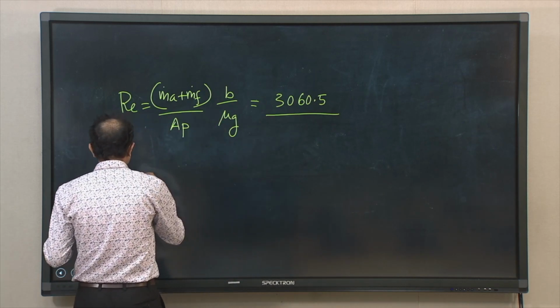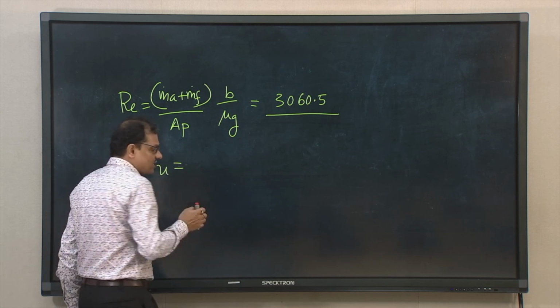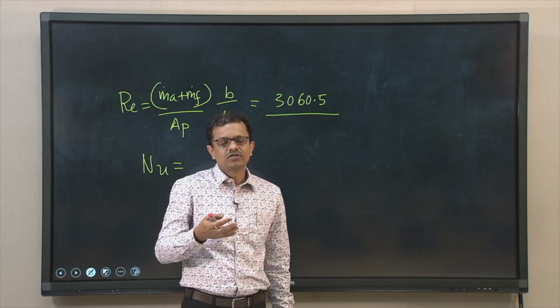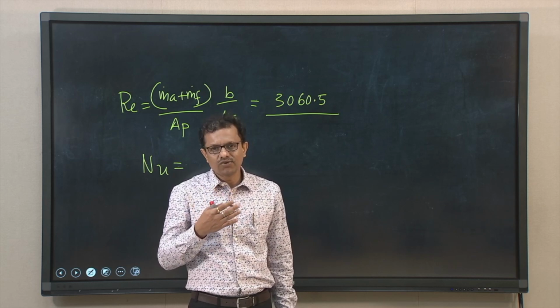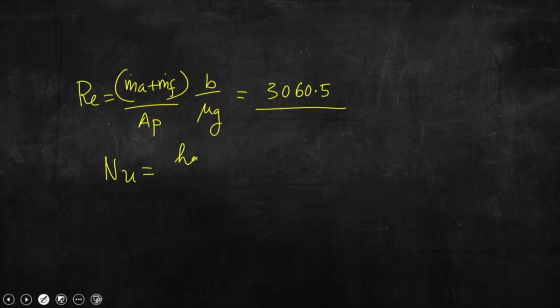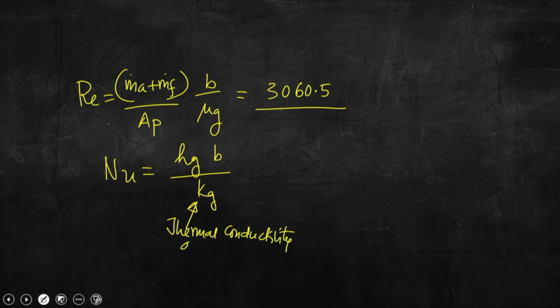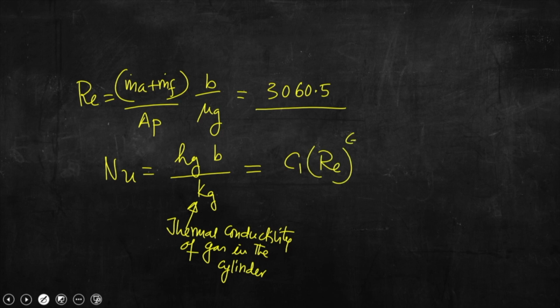Now, having calculated the Reynolds number, try to recall the Nusselt number, which gives us an estimate about the qualitative rate of convective heat transfer from the gas to the inner wall of the cylinder. That is equal to H g into B by K g, where K g is the thermal conductivity of the gas in the cylinder. We do not know H g, that we have to calculate, but we know B. So, that is equal to C 1 Reynolds number power C 2.